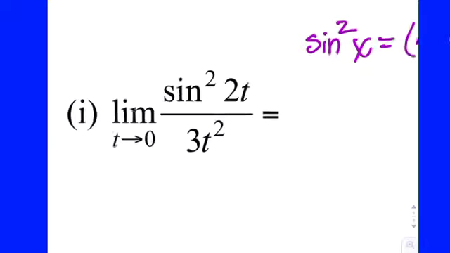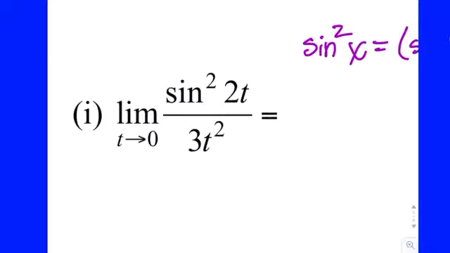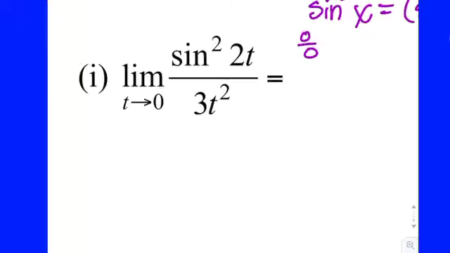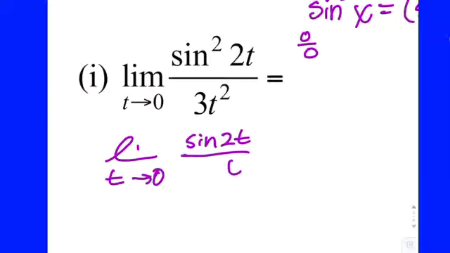So when you plug in, you get sine of 0, which is 0, squared is 0 over 0, right? And again, it's kind of helpful to realize what's causing the 0 in the top and bottom. There's actually 2 factors of sine in the top causing 0, and 2 factors of t in the bottom causing 0. So here's what I would recommend. Let's separate them. We got sine of 2t over one of the t's, right?